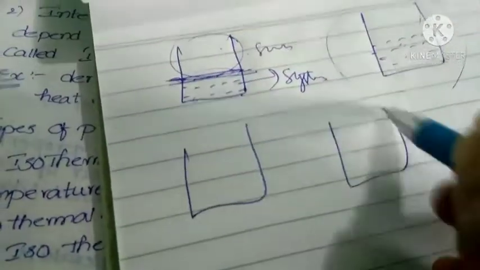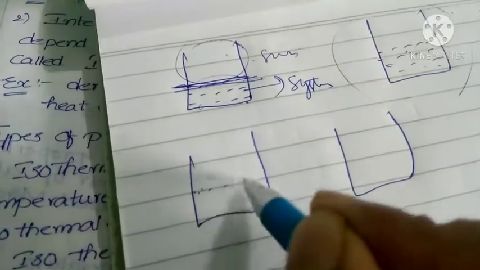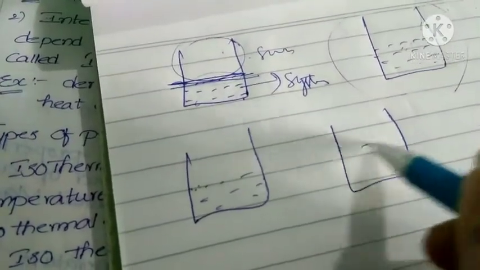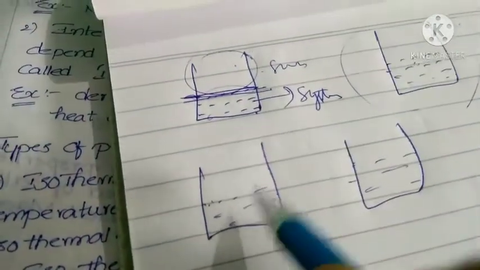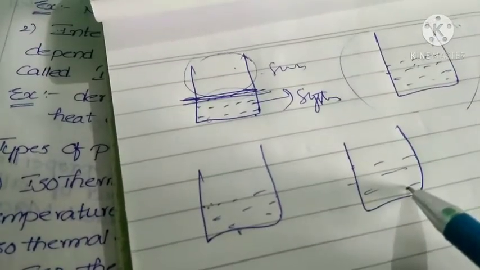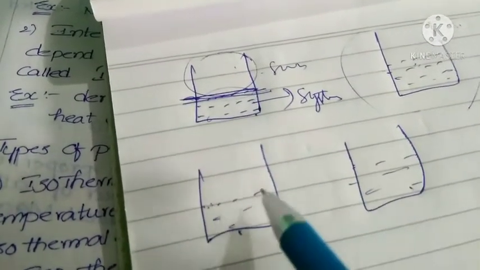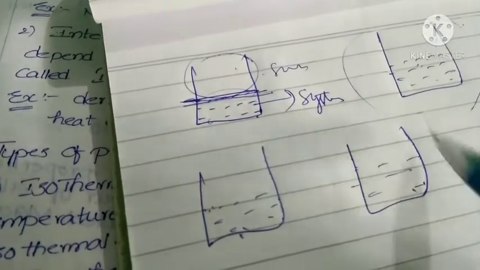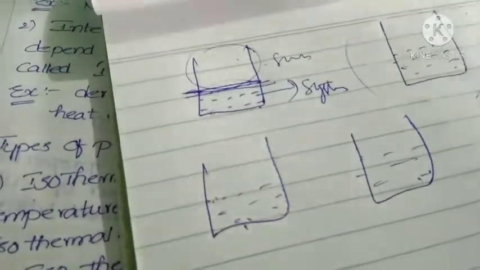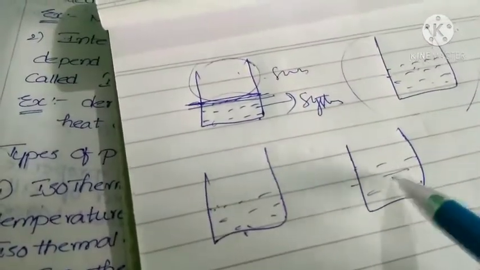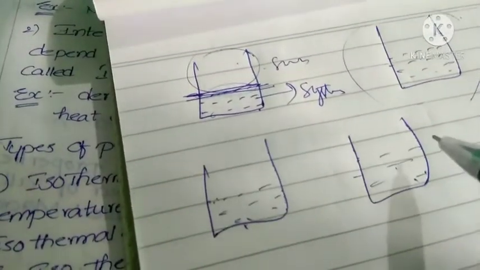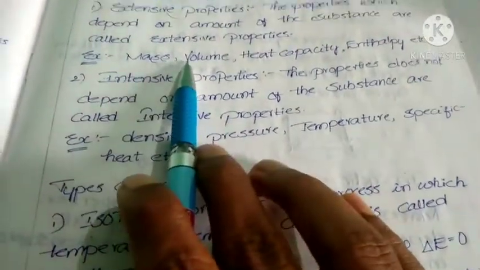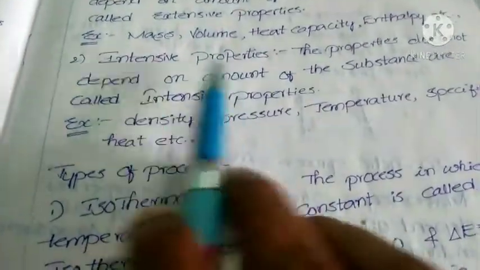Suppose I take 2 glasses. In this glass I pour 1 liter water. Here I pour 2 liters water. So what happened? Compared to 1 liter, 2 liters has more volume. Mass is also more. Why? If volume is more, automatically mass also will be more. That means mass and volume depend on what? Quantity. So they are called extensive properties.